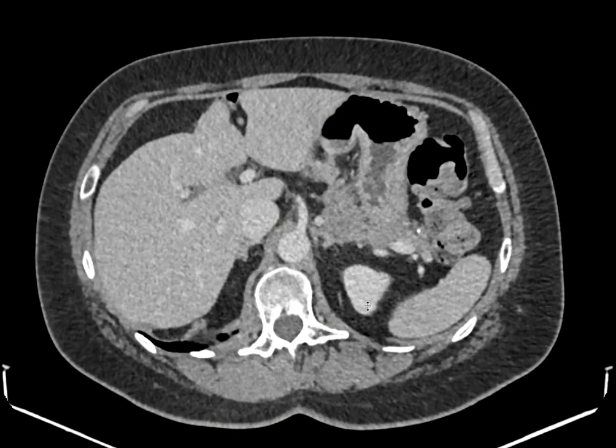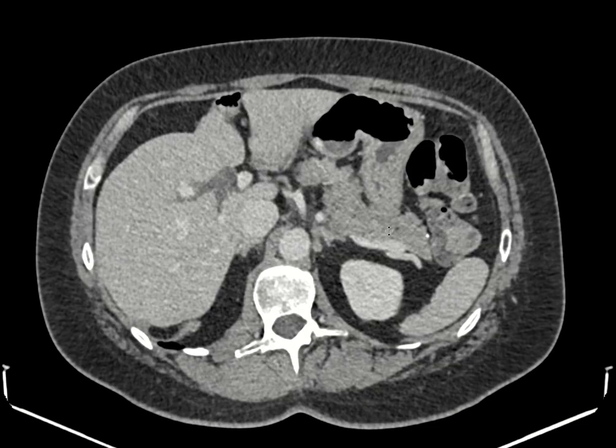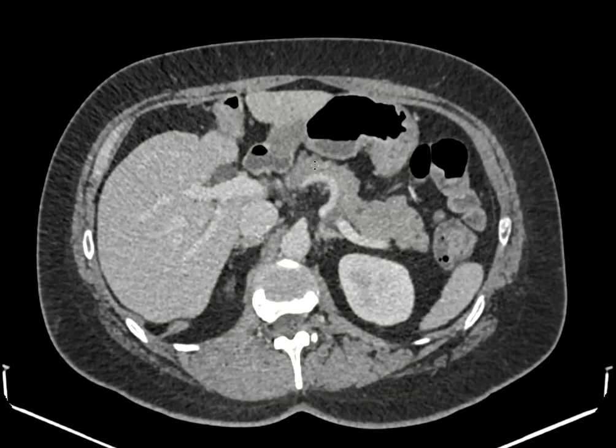Here's a CT scan of the abdomen performed with intravenous contrast. And what I'd like to focus on here is the pancreas. Here you can see the dorsal portion of the pancreas, which includes your body and tail and a portion of the head, appears quite normal. There's normal parenchymal attenuation. There's no real fatty infiltration here. The pancreatic duct appears normal.